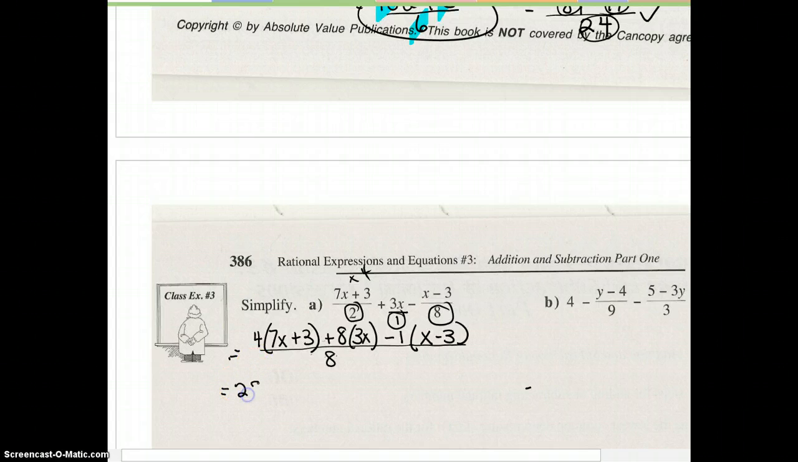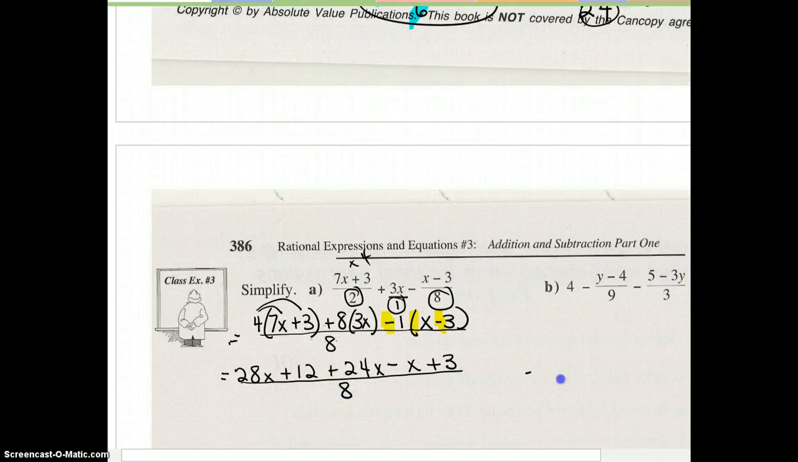So I end up with a 28x plus 12. All I've done is multiplied through the bracket. I also get a 24x, which would be the next term. Now this negative sign is where you have to be careful. This negative sign has to go through the bracket. So when I do that, I end up with a negative x plus 3. And remember, that is still all over this denominator of 8.